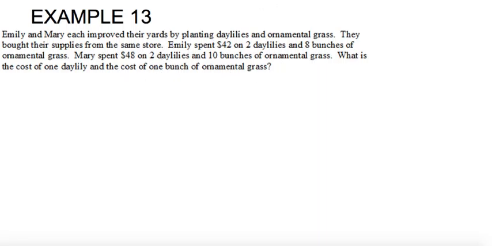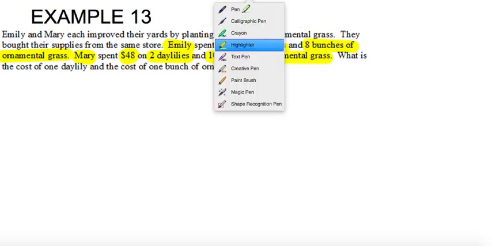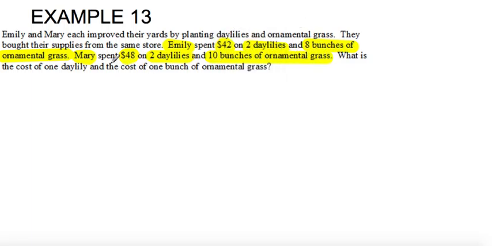So I want to highlight key information. I know that Emily spent $42 on 2 daylilies and 8 bunches of ornamental grass, and Mary spent $48 on 2 daylilies and 10 bunches of ornamental grass. And then they're asking us what is the cost. They're asking us for the dollar amount of 1 daylily and the cost of 1 bunch of ornamental grass.